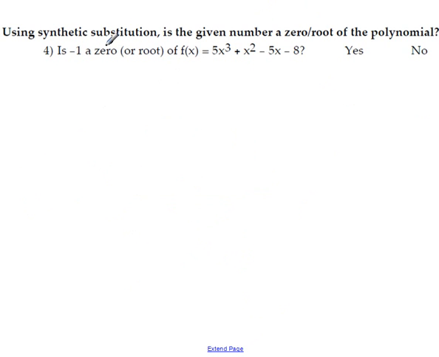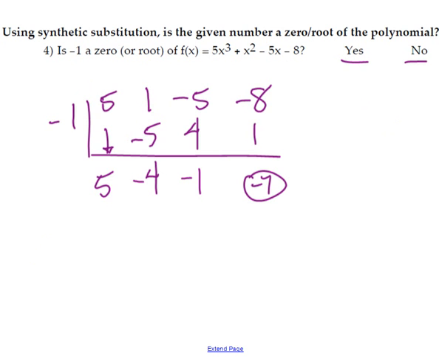Alright, so is it a 0, yes or no? All that means is if I get 0 here, then I'm going to choose yes. If it's anything but 0 at the end, then I choose no. So again, it's just, can you do some synthetic substitution? And so here we are working all that out, and what did I get right here? Well, that sure ain't 0. And if it ain't 0, it ain't a solution.